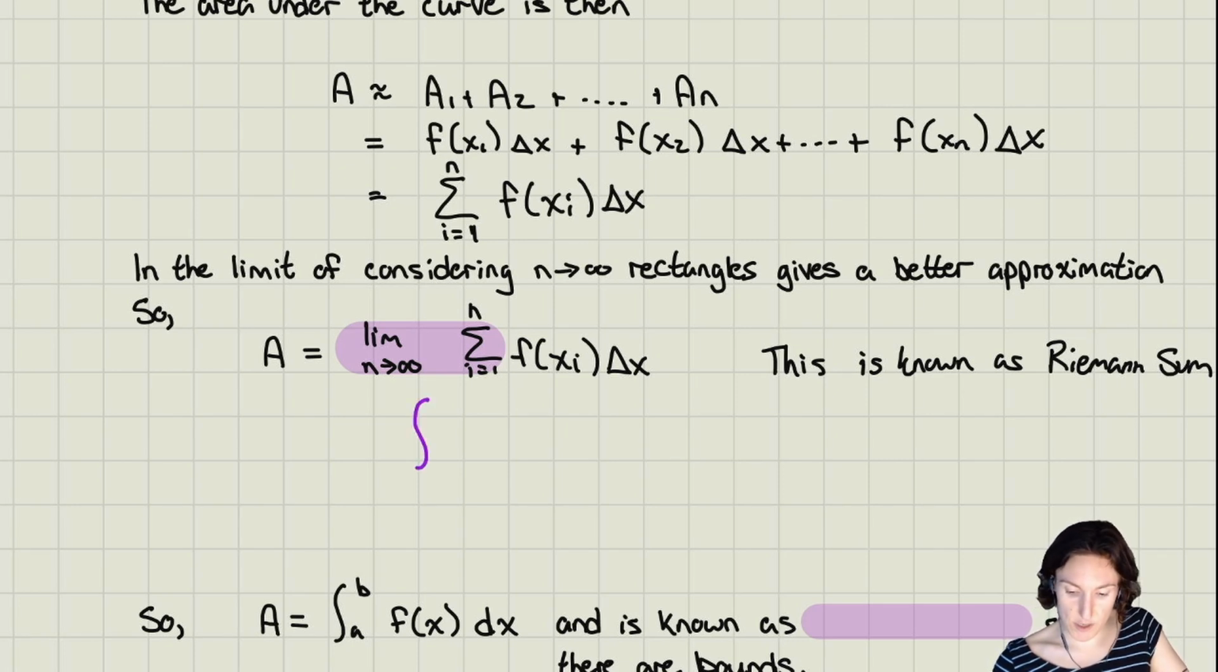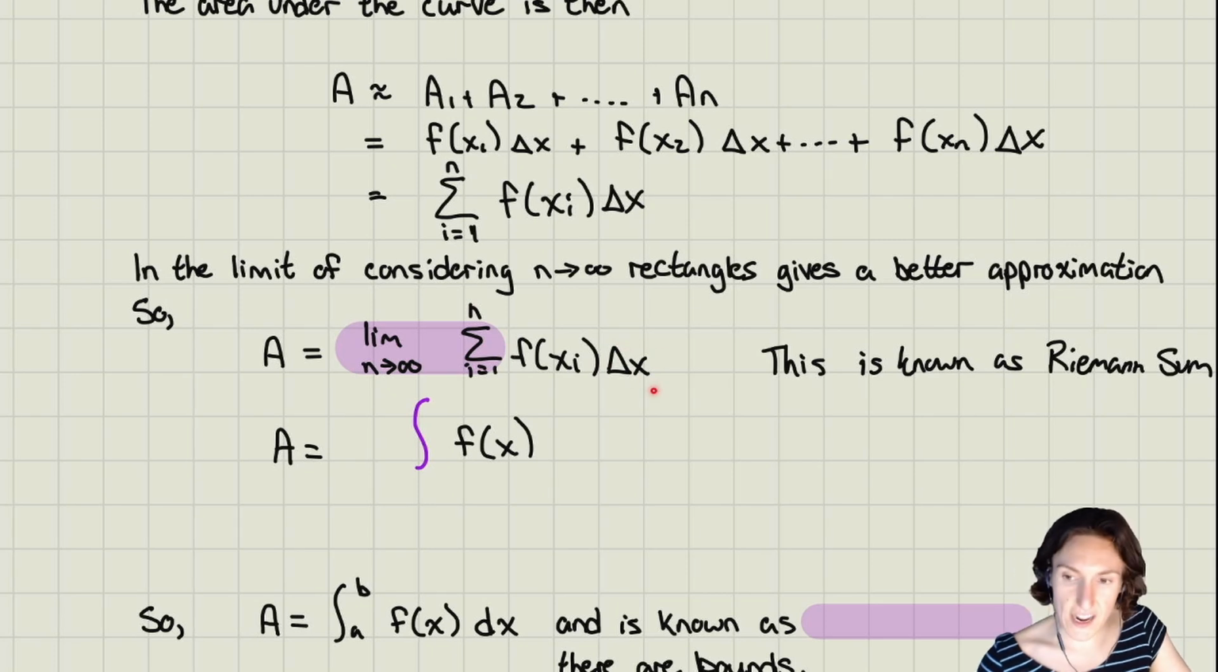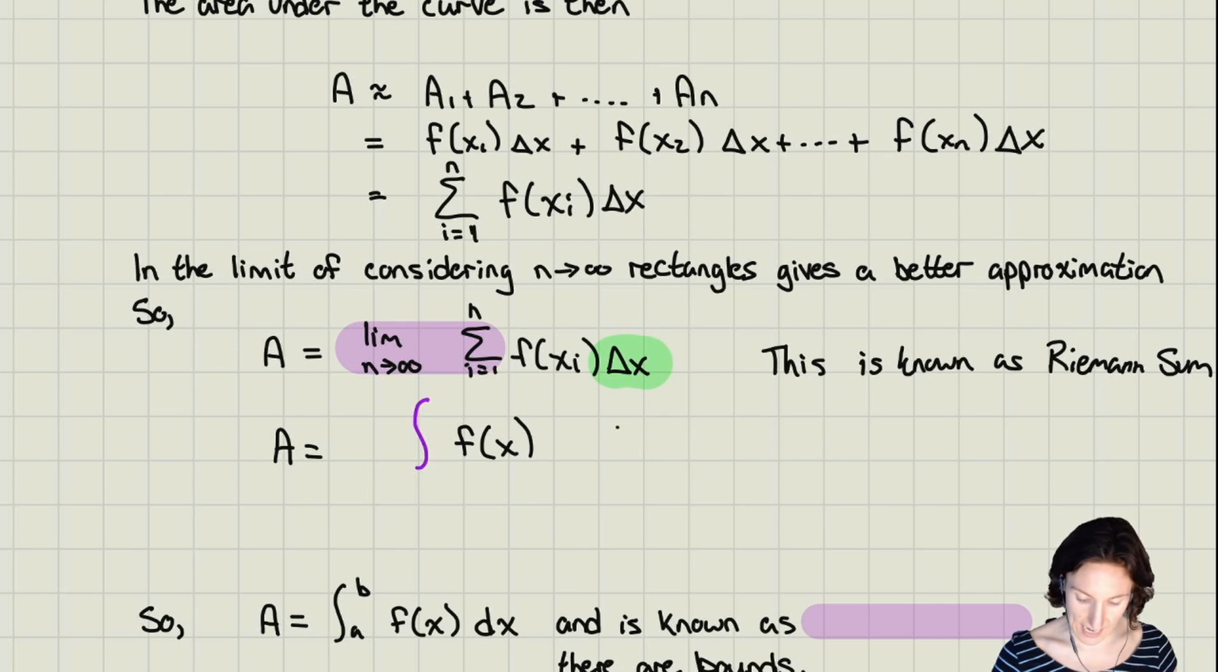So this expression for A here, A equals the part in purple, turns into an integral. And then for this f of x, we get rid of the i because it's tied into this. And this small change in x is the thing that turns into the dx. It tells us what we're integrating with respect to.